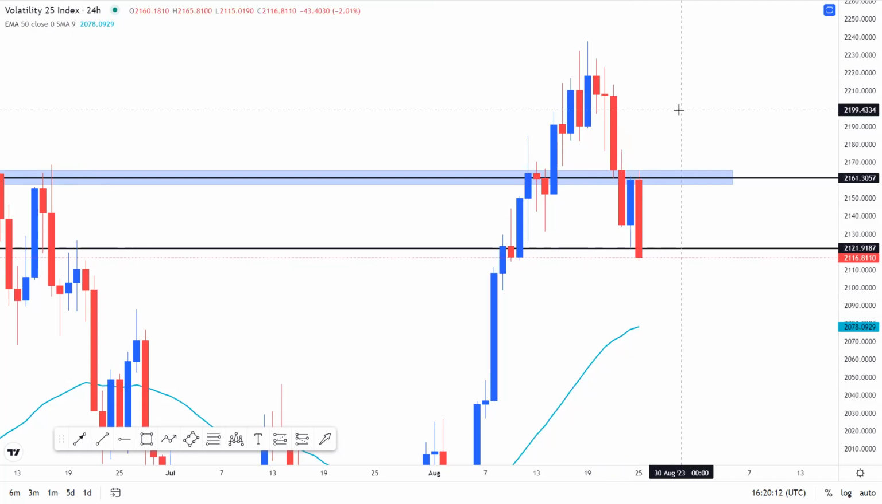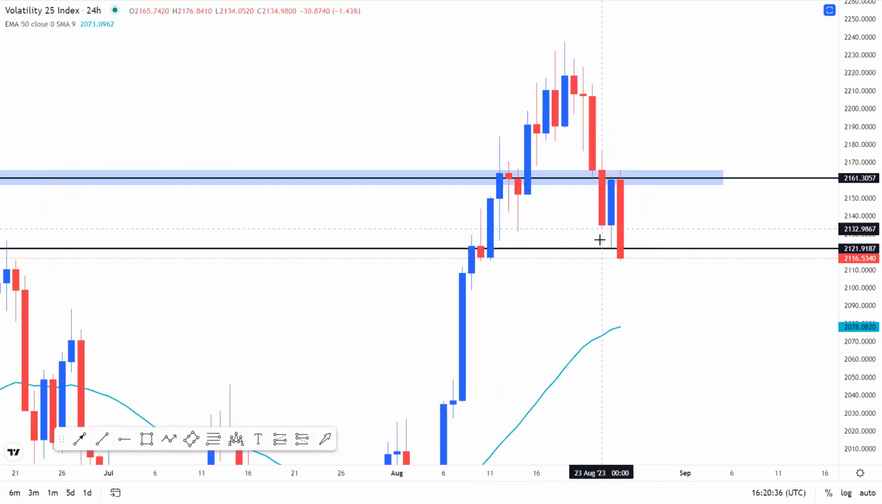Now, this is where you have to understand, you don't predict the market, guys. You react to the market. So this is where I simply had to react and adapt. Clearly I was looking to buy from this level, but price did not give me that. Instead, we had a very nice bearish candlestick close below this level, shifting the market structure from bullish to bearish, as you can see. We had price close below this swing low right about here. And now my bias for volatility 25 index was bearish.